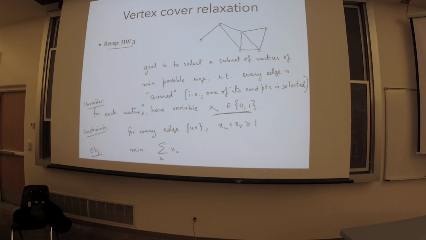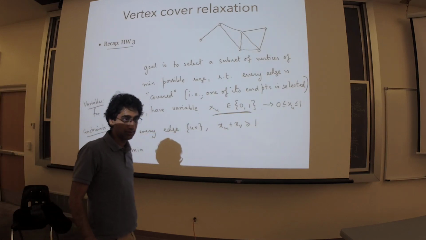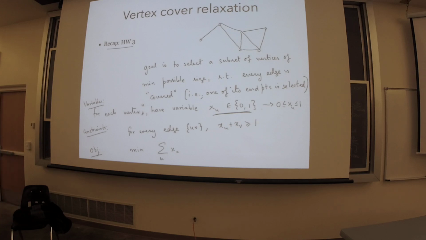binary. So one common way to convert this sort of an optimization problem to a continuous one is the natural thing you would think, which is I replace this constraint with 0 less than or equal to xu less than or equal to 1. Okay. So now I allow xu to be fractional, but it's some number between 0 and 1. Okay. So this is called a relaxation.